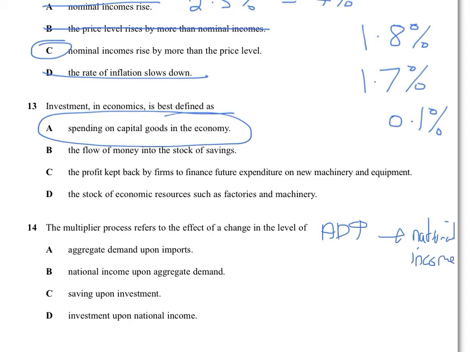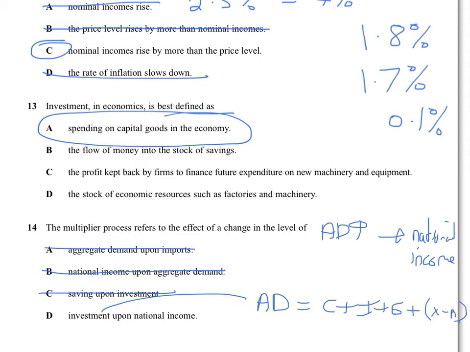Aggregate demand upon imports, wrong. National income upon aggregate demand, wrong way around. Saving upon investment, doesn't make any sense. And then D, investment upon national income. This is right because investment is part of AD, which is C plus I plus G plus X minus M. So the answer is D. And I'm sure lots of you will have got that by now.